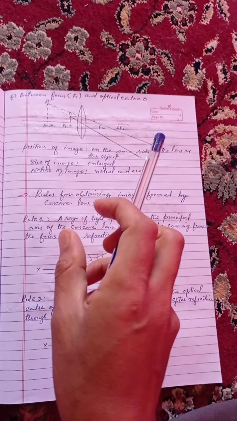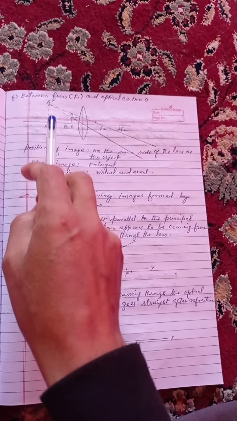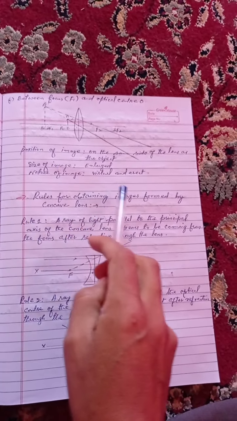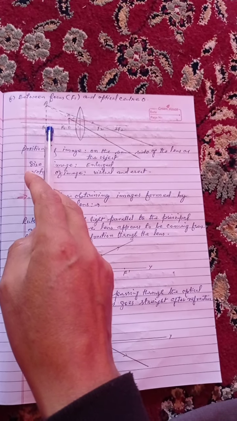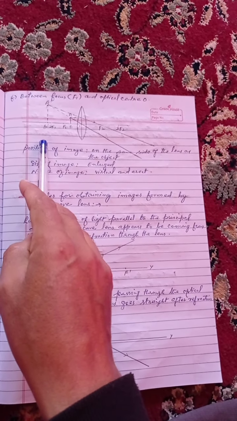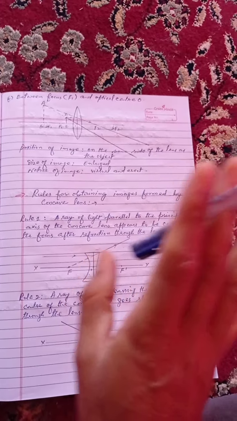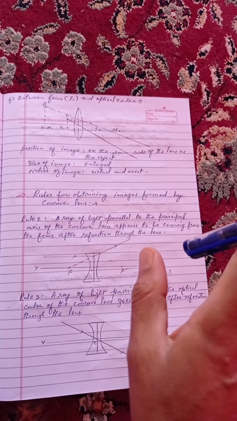यानी यहाँ पर जो इमेज हमें मिलती है उसका साइज बड़ा होता है, जैसा कि आप देख रहे हैं. So what is the nature of the image? क्योंकि here the rays actually do not meet, so it's a virtual image. ठीक है, and it's also erect. So this was the last case in case of convex lenses.